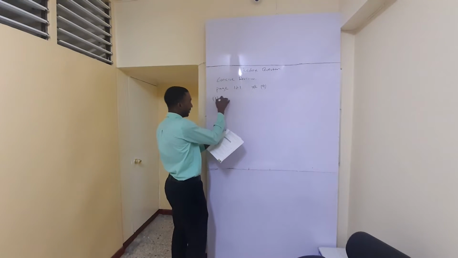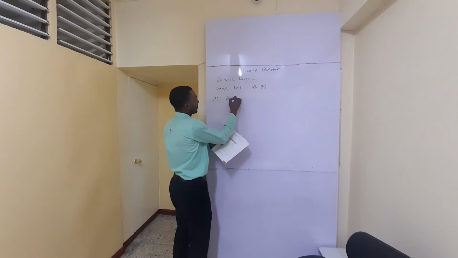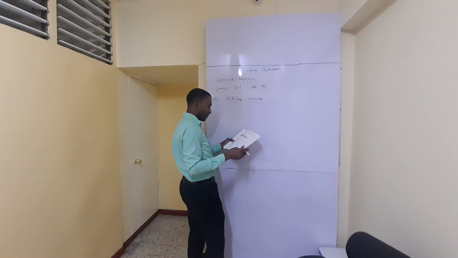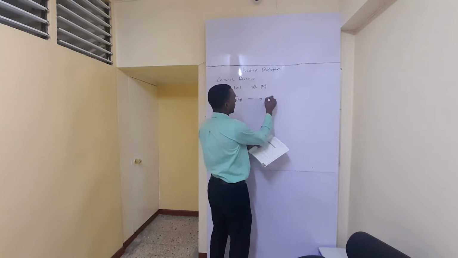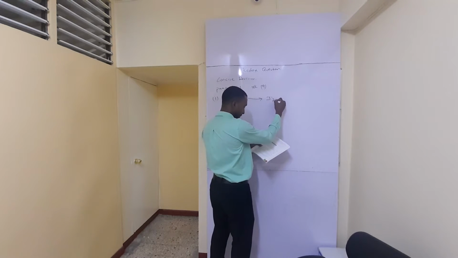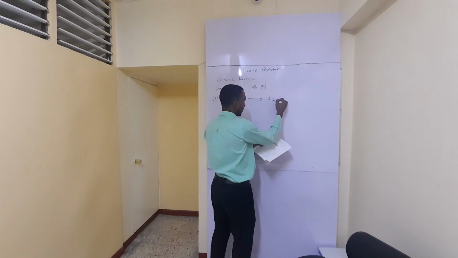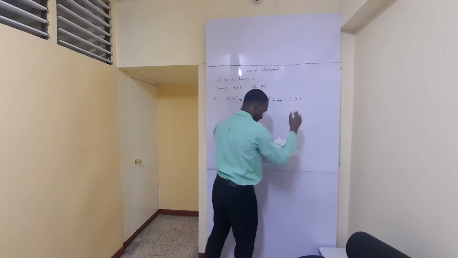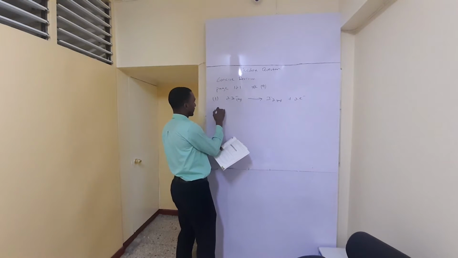So for the first one, I have 2I minus (aq) produces I2 (aq) plus 2 electrons, right?